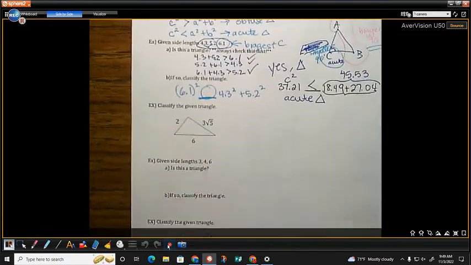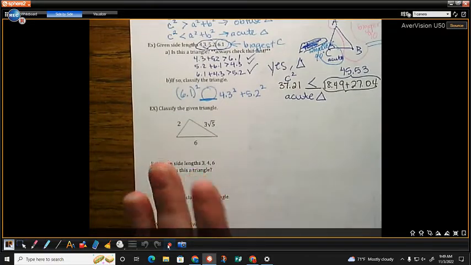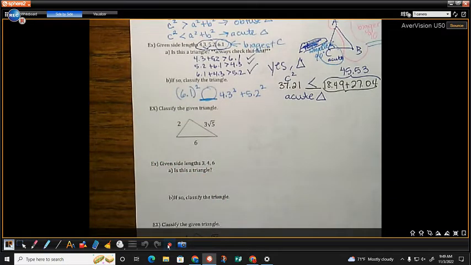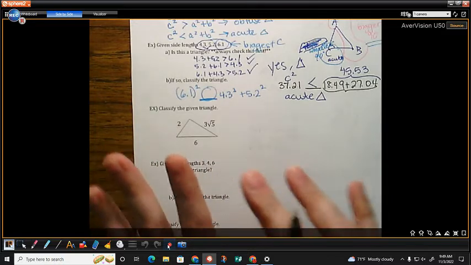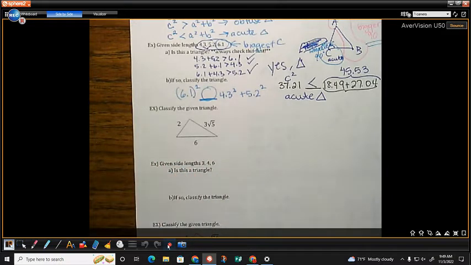So now, on this one, I'm going to tell you this one is for sure a triangle. So you don't have to check that. I want you to figure out what kind it is using that formula. So go ahead and calculate.